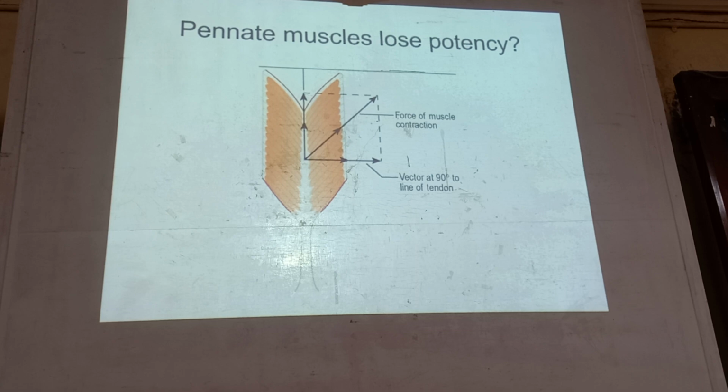That's why many of the lower limb muscles are bipinnate, multipinnate, etc., because they need to sustain the body weight. Whereas upper limb muscles, most of them, are parallel, few exceptions are always there, which gains range of movement. Upper limb requires greater range, lower limb requires greater strength.